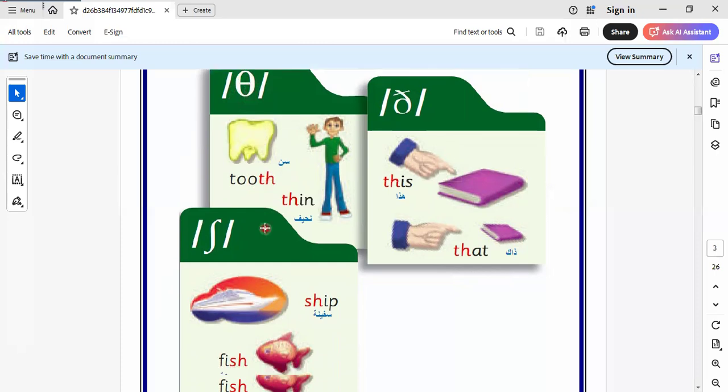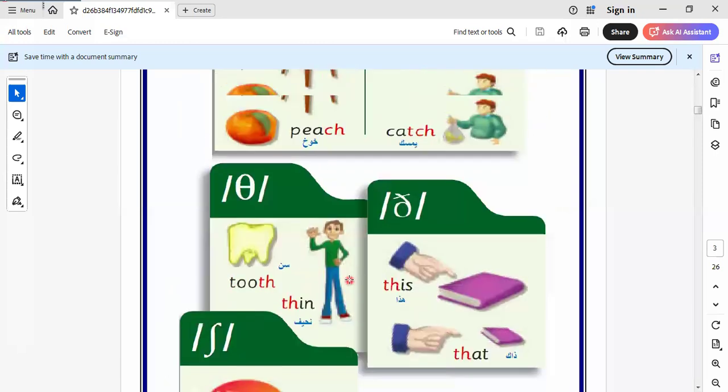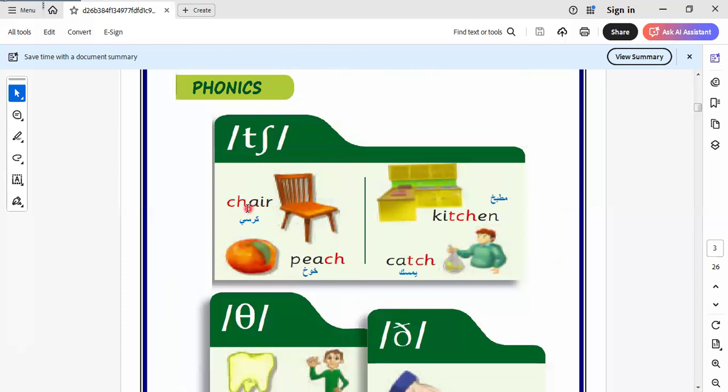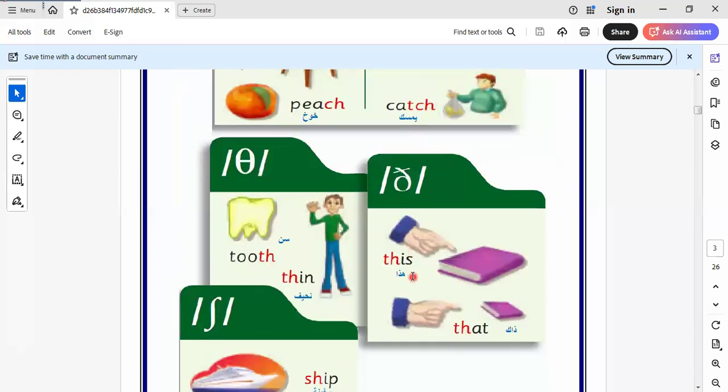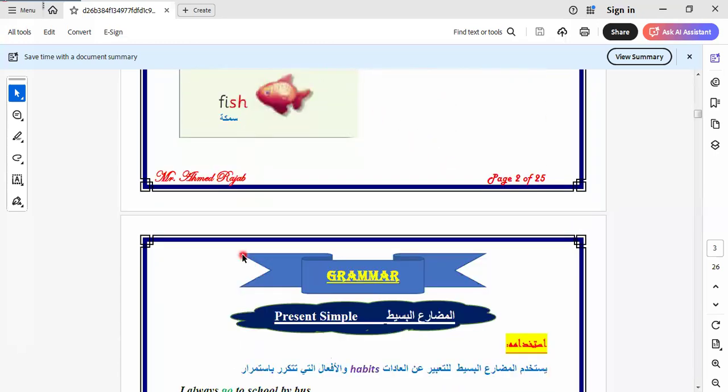Okay, let's pronounce together. Here are tooth and thin. Tooth and thin, this and that. There is sheep and fish. I will repeat and you repeat after me. Here is chair, peach, kitchen, catch, kitchen, and catch. Here we have tooth, thin, this and that. We have sheep and fish.